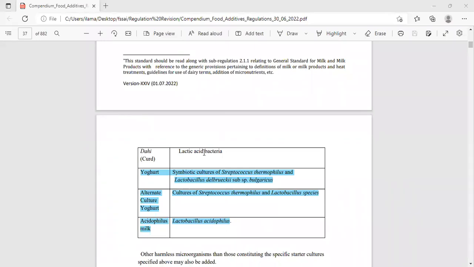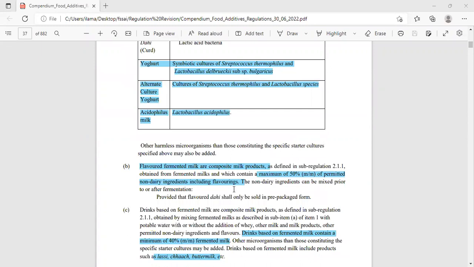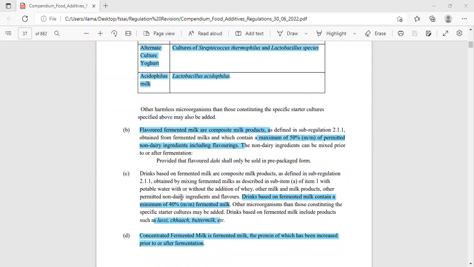For dahi we will use lactic acid bacteria, and for yogurt we will use symbiotic cultures of Streptococcus thermophilus and Lactobacillus delbrueckii. And for the alternate culture yogurt, we will use Streptococcus thermophilus and then Lactobacillus species. For acidophilus milk, we will use Lactobacillus acidophilus. And then in fermented milk products, maximum 50% of fermented non-dairy ingredients like flavorings is allowed. So note the maximum value. And then drinks based on the fermented milk contain minimum 40% of the fermented milk.